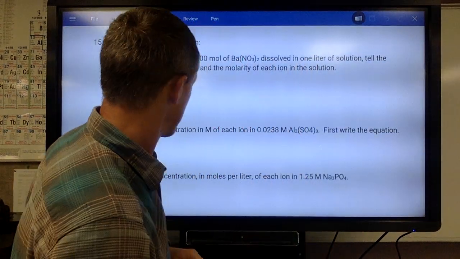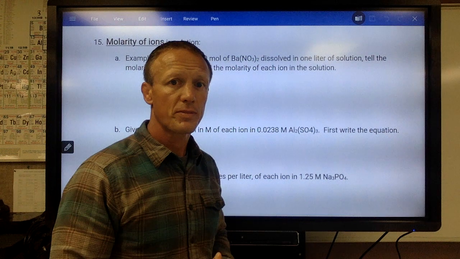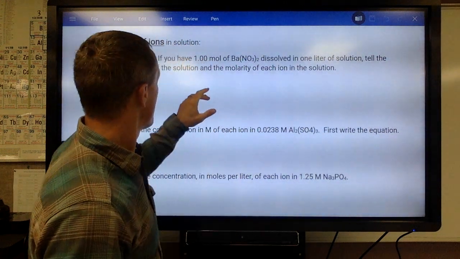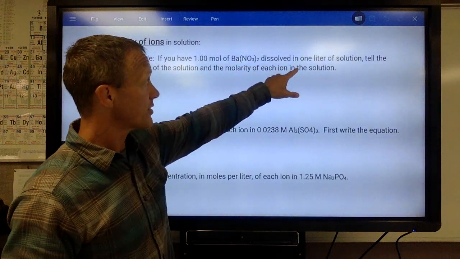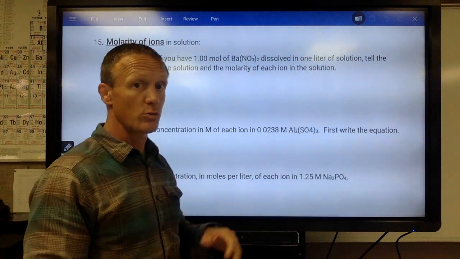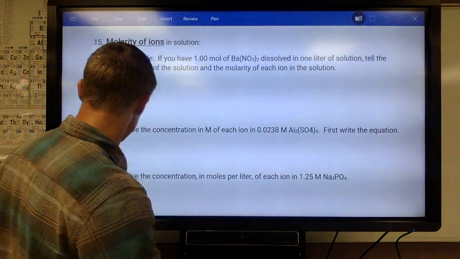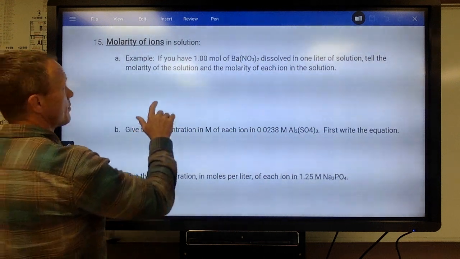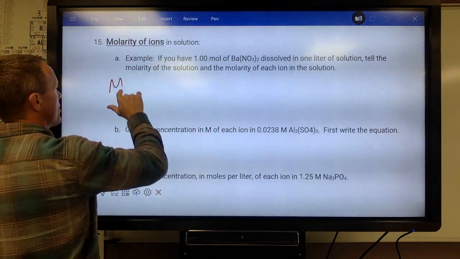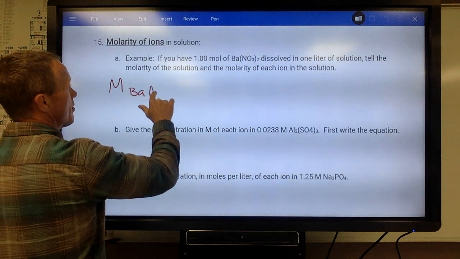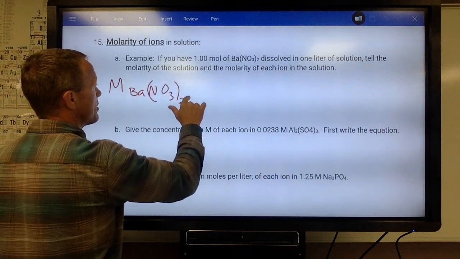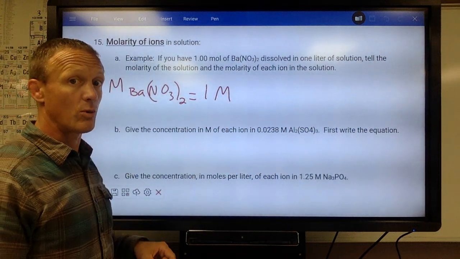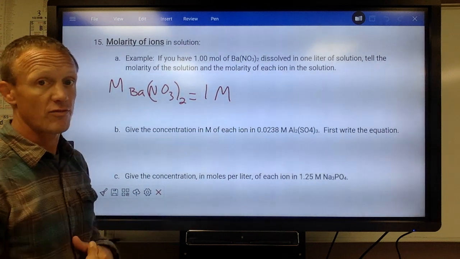Remember, molarity is the moles of solute per liter of solution. So if you have 1 mole of barium nitrate dissolved in 1 liter of solution, the molarity of the solution is 1 mole of this compound per liter. So the molarity of barium nitrate equals 1 molar. In other words, there's 1 mole of barium nitrate in 1 liter of solution. If we use half that solution, it'd be a half mole of barium nitrate.